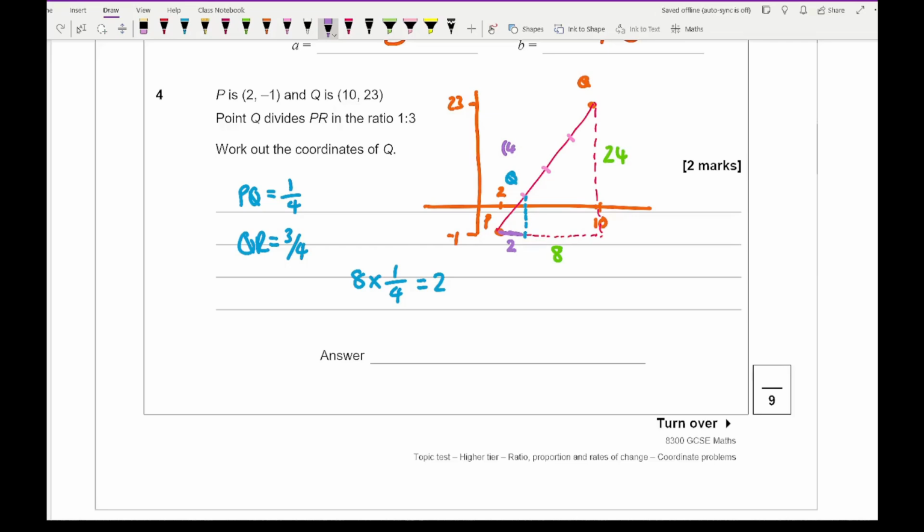And then looking at the height of that, well, the general height is 24. So if I do 24 times 1/4, I get an answer of 6. So the height of this little triangle is going to be 6. So if it starts at -1, -1 plus 6 is going to give me 5. So then the coordinate of Q is going to be (4, 5).